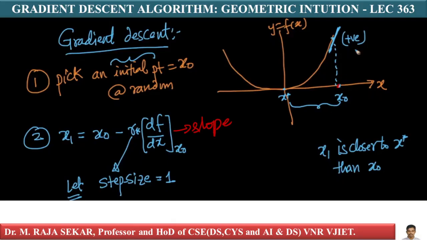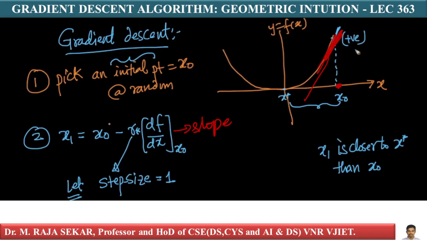Let me say this is x0. What is the slope? You can find the slope, isn't it? But this is not the slope of this line, isn't it? Now, what is the slope of this line? Slope is positive, isn't it? We already discussed slope in our previous lectures.